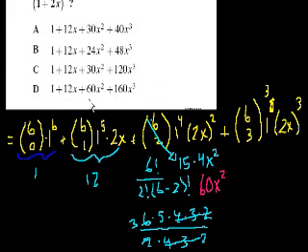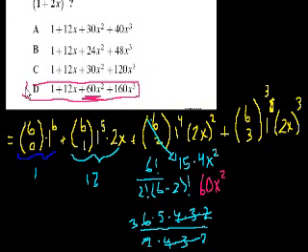And we're done. Choice D is the only one that has 60x squared as the third term. So we're done. We didn't even have to go to the fourth term. So by carefully looking at the choices, we actually only had to evaluate one of the terms. Next problem.